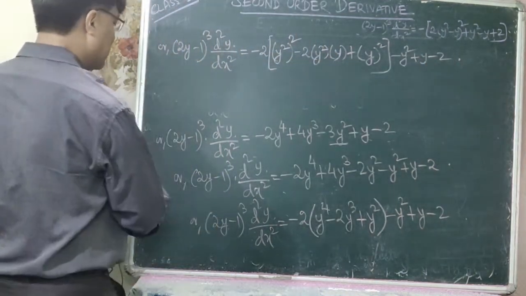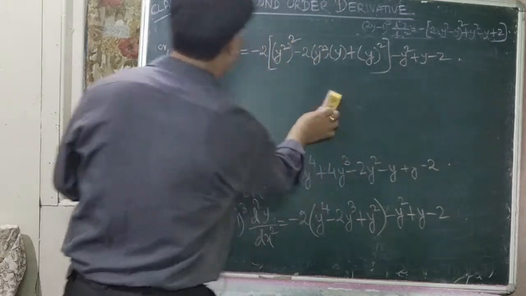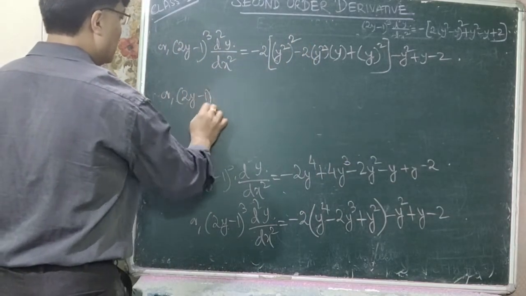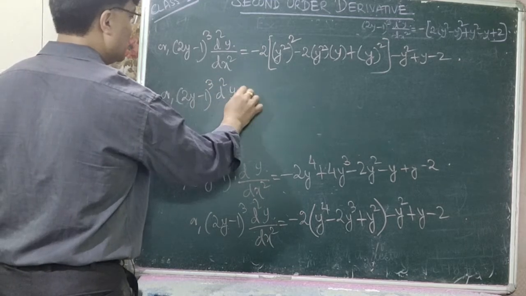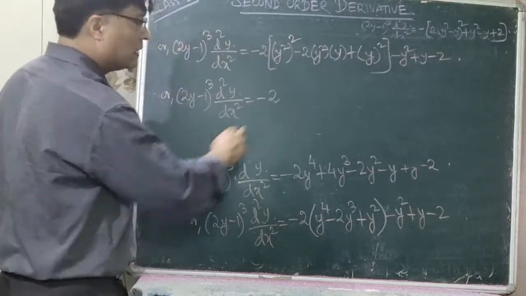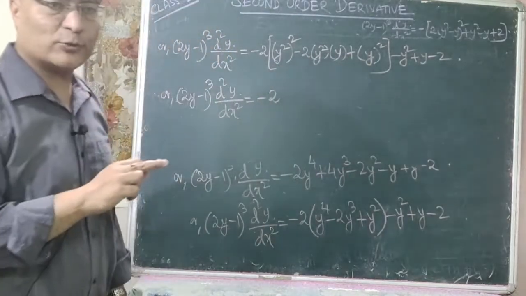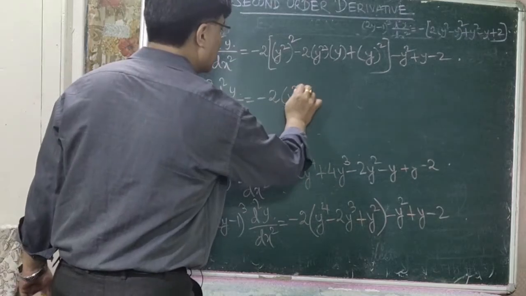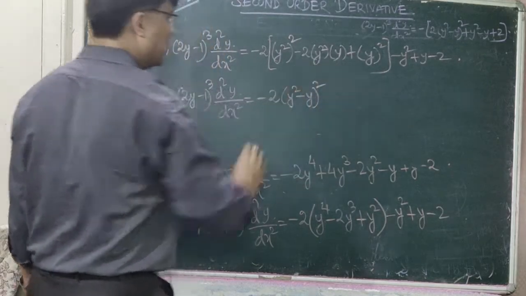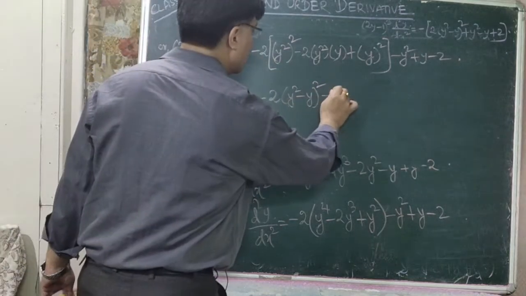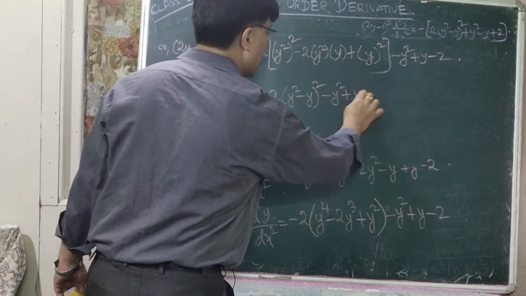Understood? So next, let us simplify it further. So this is your (2y minus 1) whole cube d2y by dx square is equal to minus 2. Now what is the formula here? A square minus 2ab plus b whole square. What is the formula? It is (y square minus y) whole square. Okay? Then minus y square plus y minus 2.